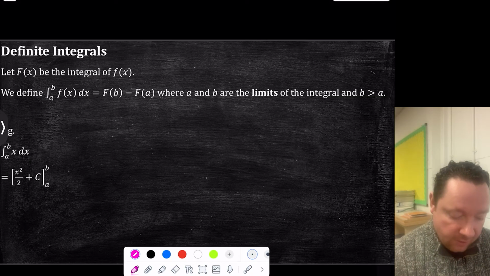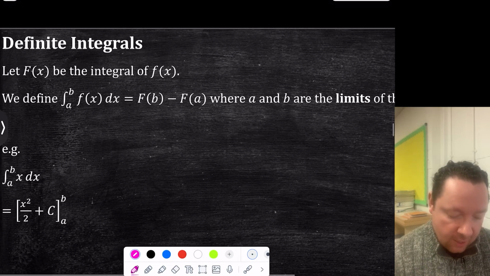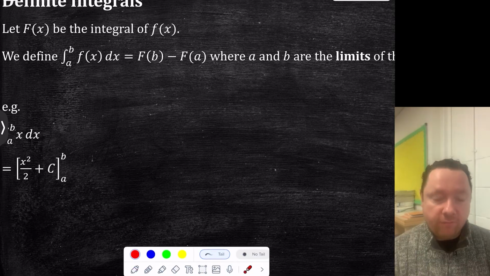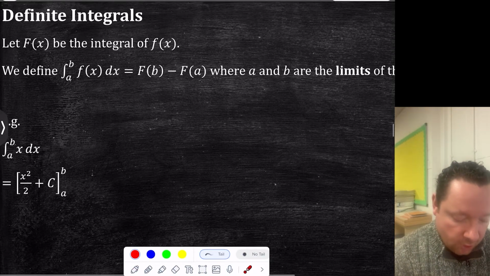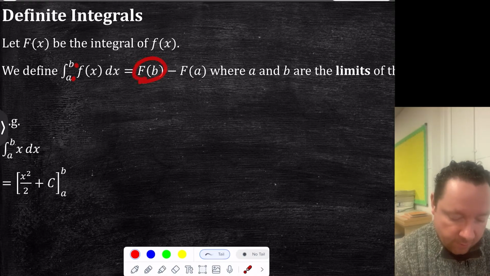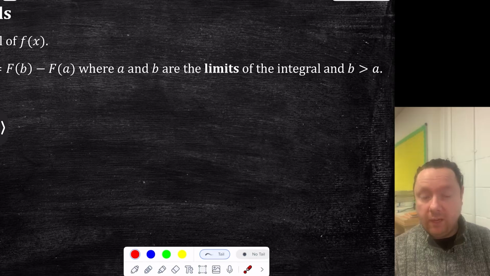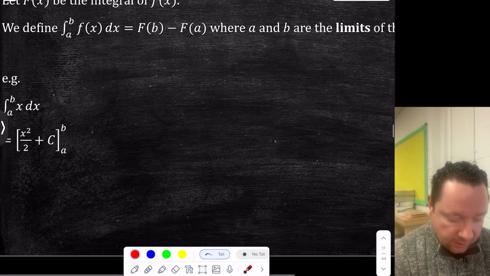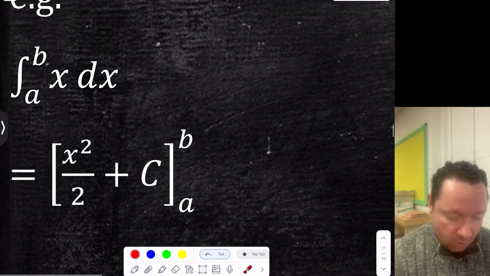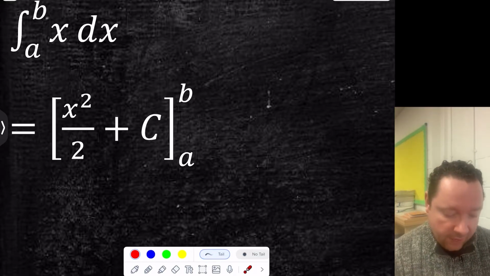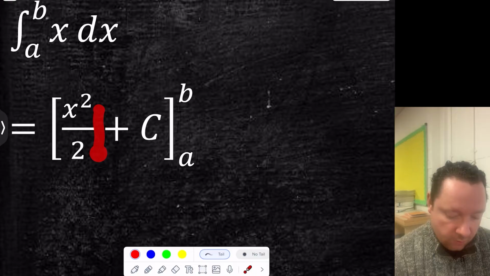Onto definite integrals. So if big F of x is the integral of f of x, then we can define the integral of f of x between two numbers a and b as F of b minus F of a, where a and b are the limits of the integral, and b is obviously bigger than a. So as an example, if I had the integral of x dx between a and b, then that would give me x squared over 2 plus c between a and b.